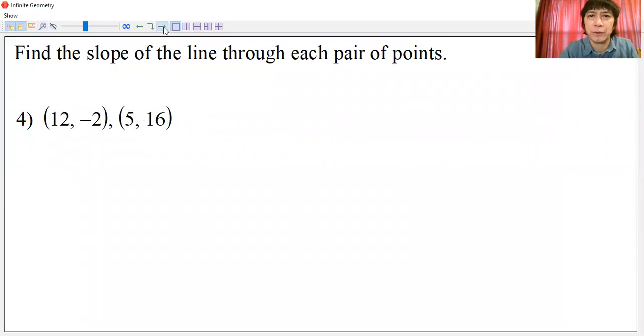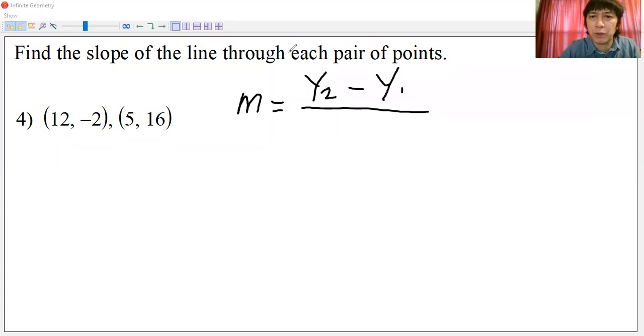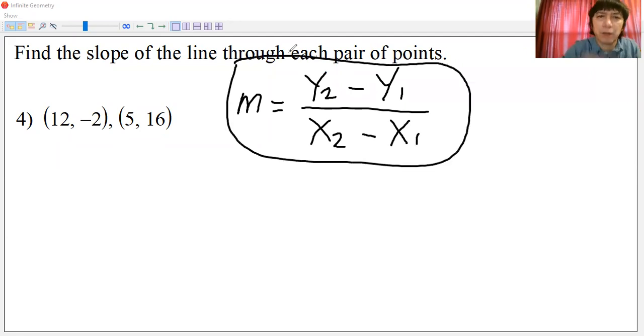Okay, here's number 4. Given 12, negative 2, 5, 16. All right, the same instruction, find the slope of the line through each pair of points. All right, so start again with the formula. The slope m is y2 minus y1 divided by x2 minus x1. Don't forget this formula. This is the formula when you're after the slope and 2 given points are provided.